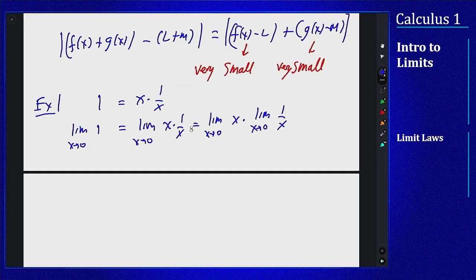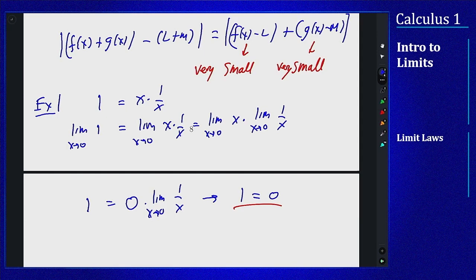And clearly the far left side here is 1. Limit as x goes to 0 of x is 0, and then we have this limit as x goes to 0 of 1 over x. But 0 times anything is still just 0, so this tells me that 1 equals 0. Well, that seems not great. I just used our new thing we just proved to show that 1 equals 0.